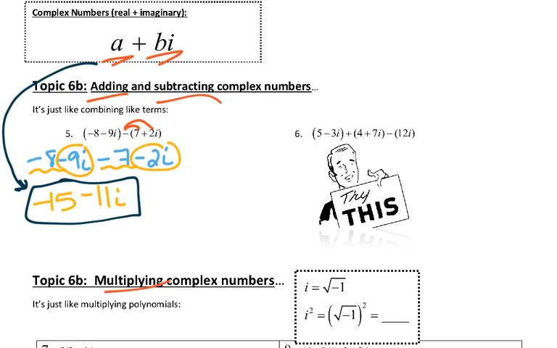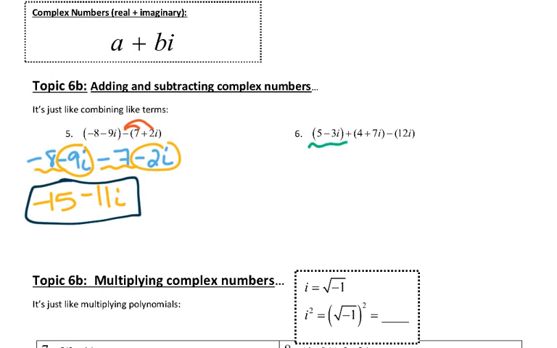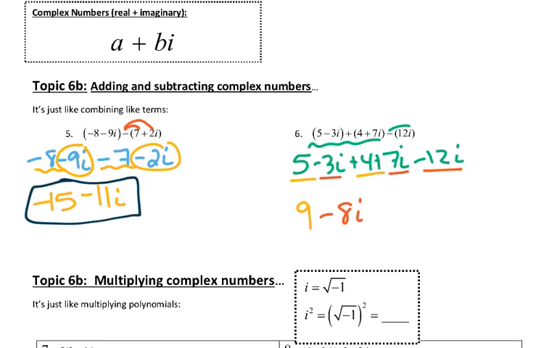Pause the video for a minute or two and try number 6, then restart it and see if you match my answer. So the first groups here are just being added, so the parentheses aren't doing a whole lot, but that negative is going to affect the 12i. Then we combine our like terms, and this is going to be our final answer, 9 minus 8i.